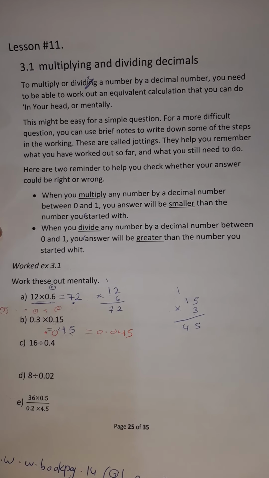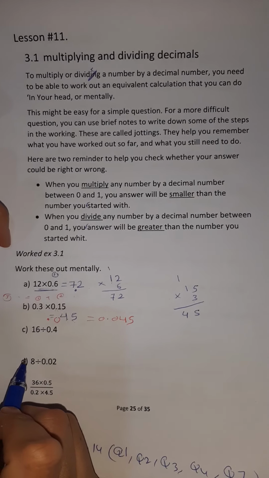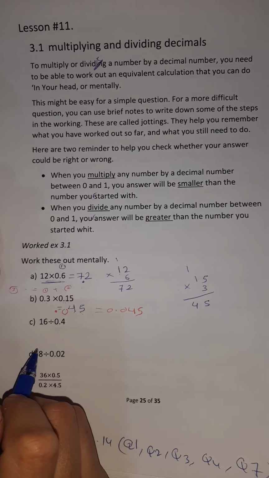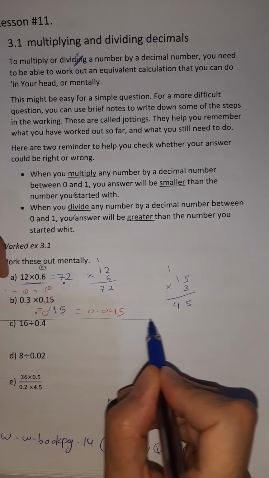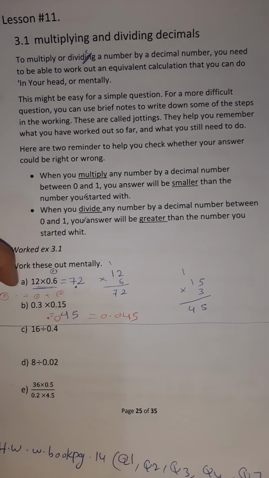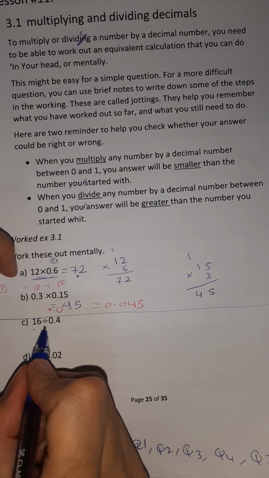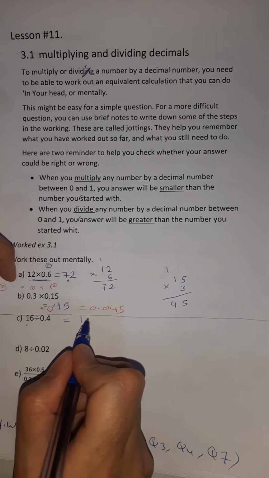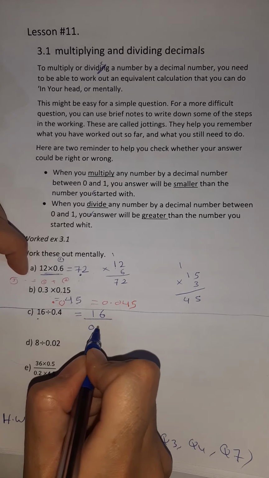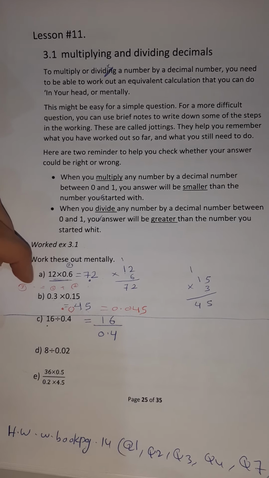Now for the division sign. Look here, this is for multiplication. Now for division, look: 16 divided by 0.4. Rewrite the question as a fraction, 16 over 0.4.